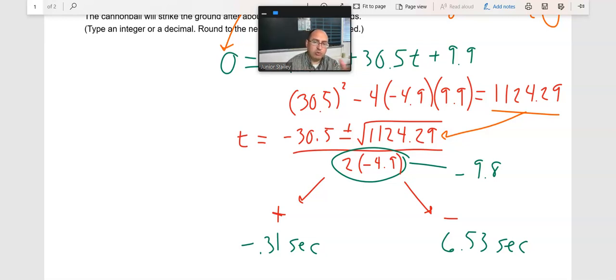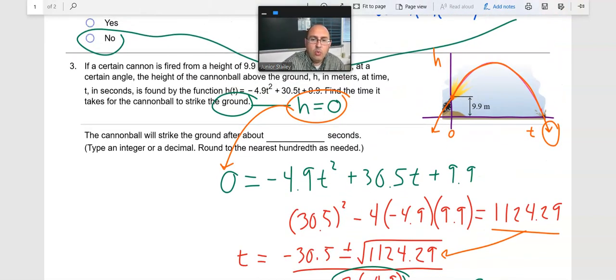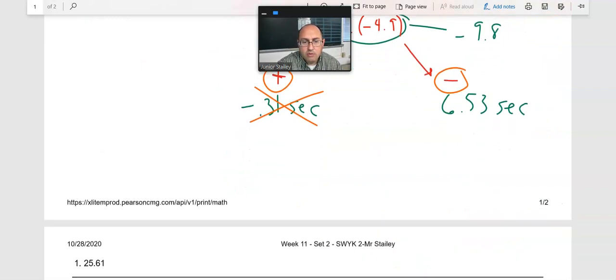One of them was negative 0.31 seconds. The other one was 6.53 seconds. I found this one when I did the plus on the top, and I found this one when I did the minus on the top. Now, remember we said we're only interested in after the cannon gets fired. This doesn't make any sense. Throw it out. It's a useless piece of information to me. 6.53 seconds is the winning time, okay, because that is after the object was launched. Do we have any more? Nope, we don't.